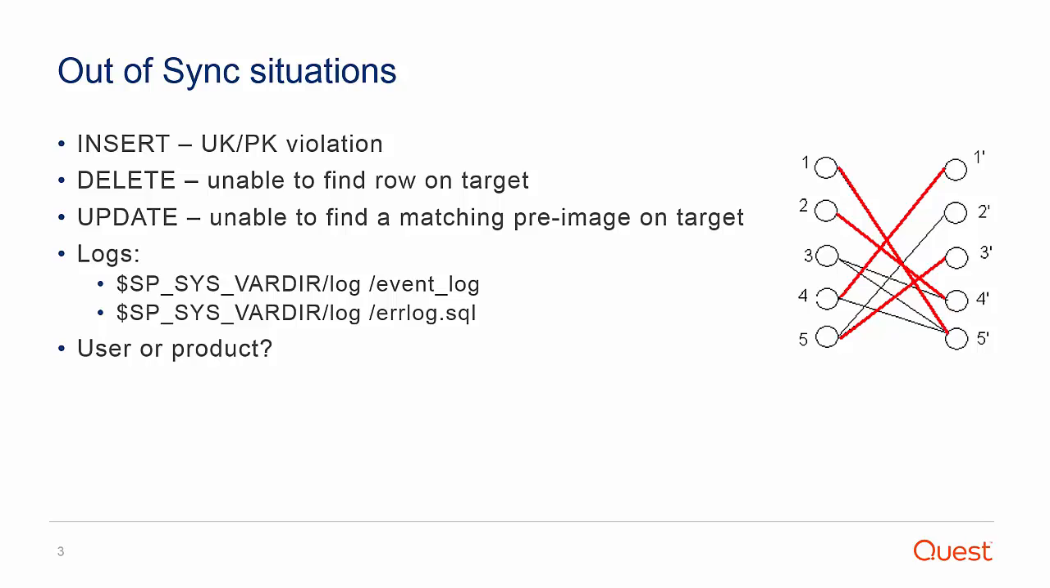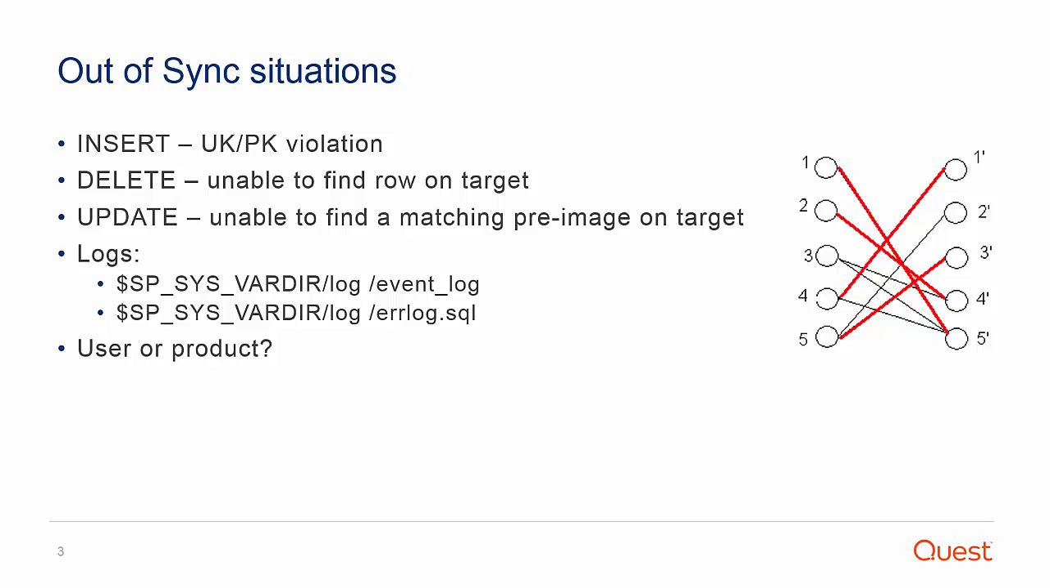Logically, this is not an out of sync, but the bigger question is why is the row missing? For updates, Post queries the target for a pre-image of the column to be changed. If the pre-image does not match the actual data on the target, an out of sync message would be generated. The original out of sync message appears in the event log, and more information about the out of sync condition can be found in the errorlog.sql file in the SPSys Wader log directory.